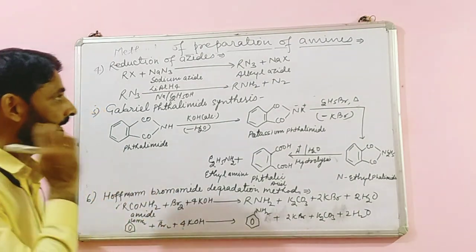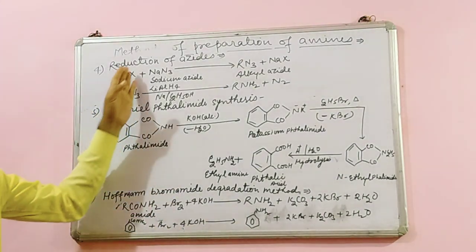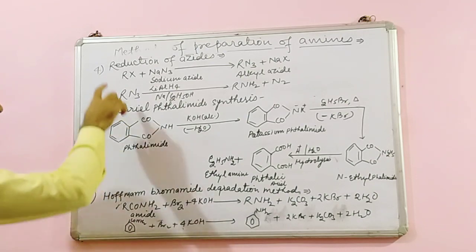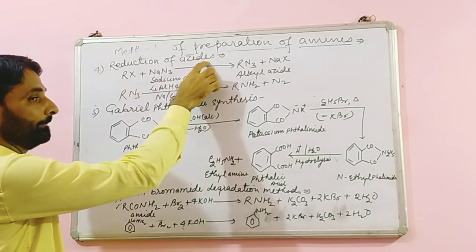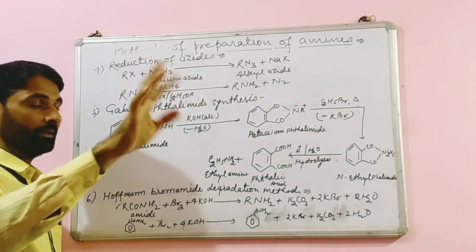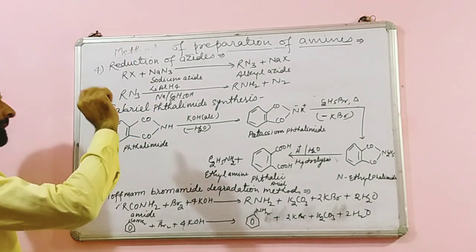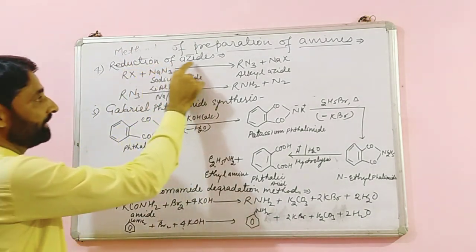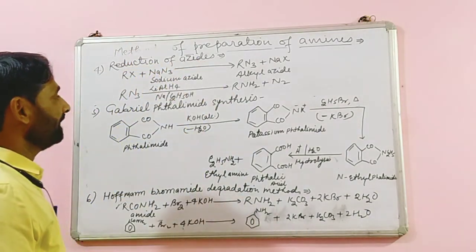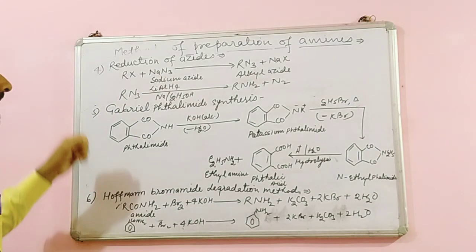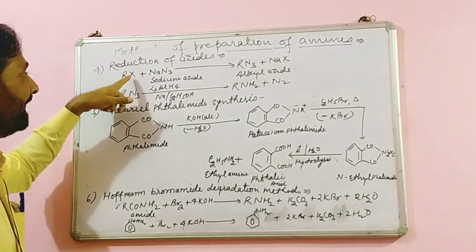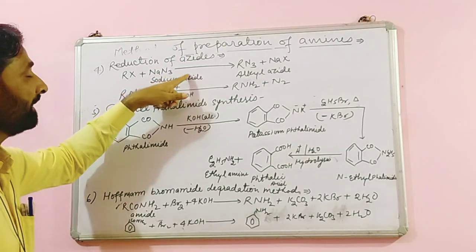Students, the next process by which we can prepare the amines, that is reduction of azides. Third, we completed the third process. Now fourth process, that is the reduction of azides. What is the formula of azides? Dear students, at first alkyl halide reacts with the sodium azide.